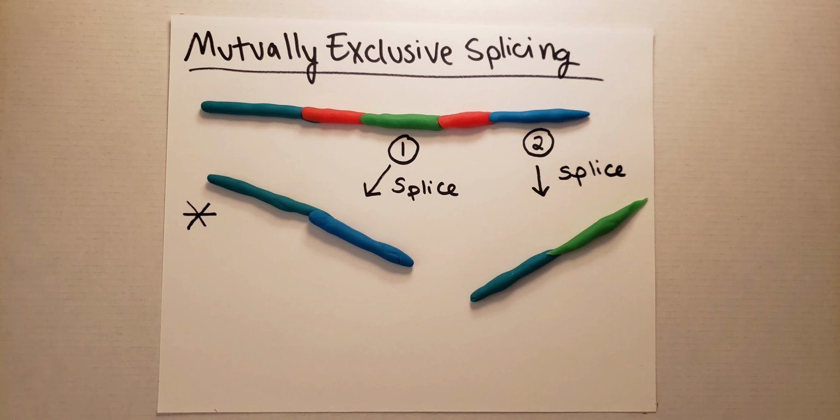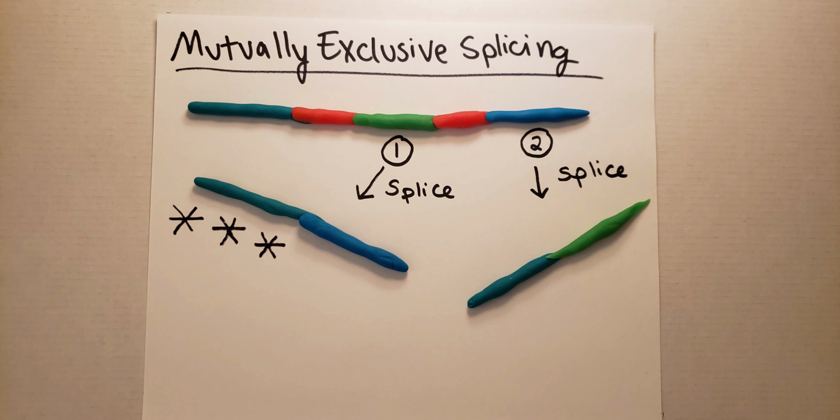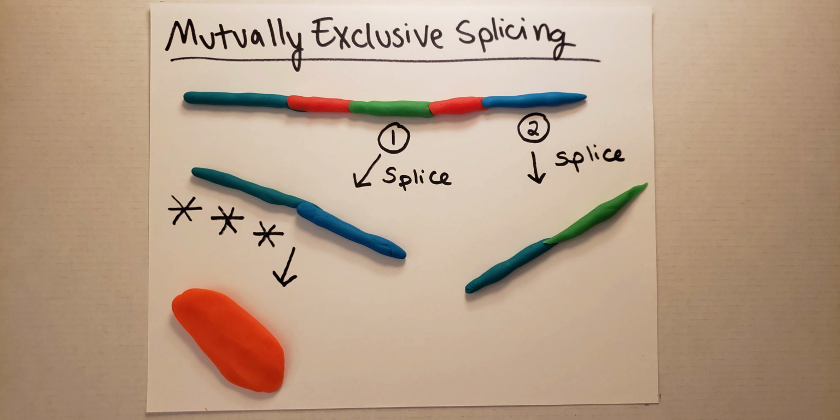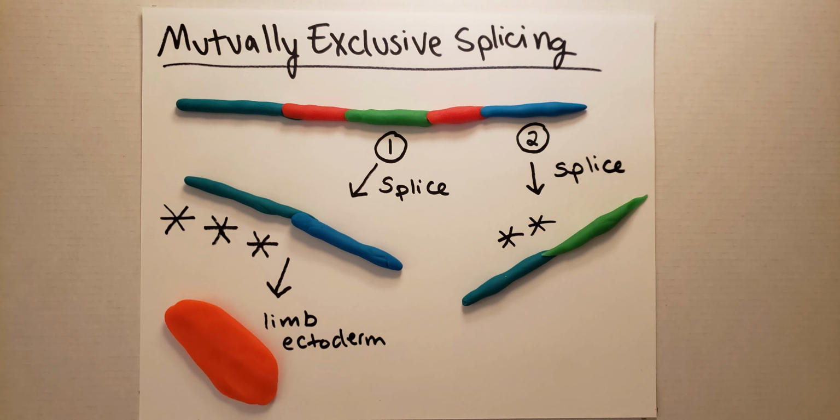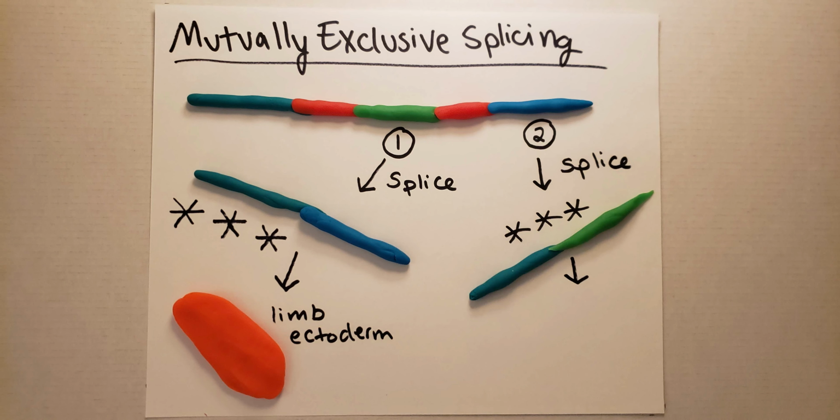For example, if the left mutually exclusive exon is spliced from the RNA, this RNA may code for limb ectoderm. But if the right mutually exclusive exon is spliced from the RNA, this RNA may code for limb mesoderm.